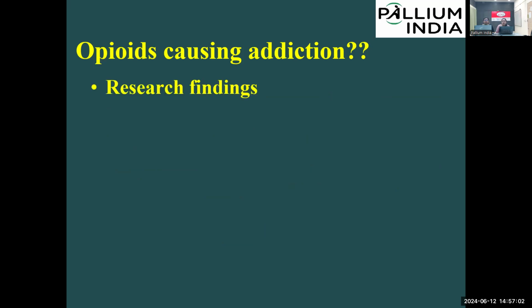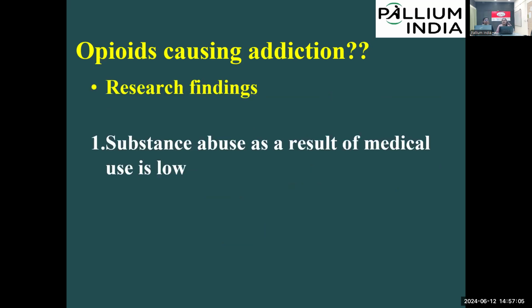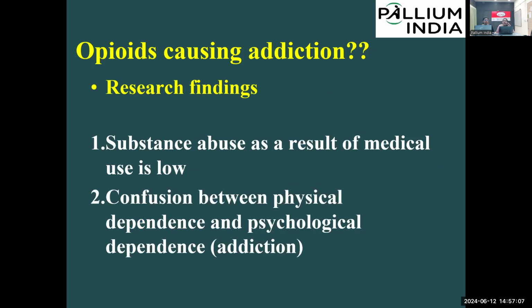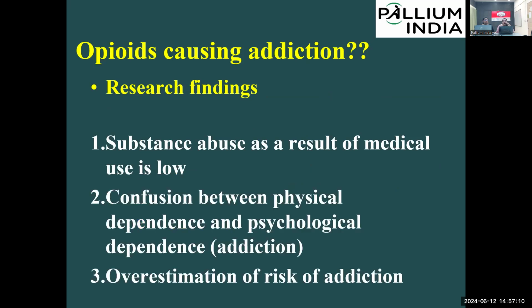Next slide. The substance abuse as a result of medical use is very low. And always the risk of addiction is overestimated by healthcare professionals. Due to this overestimation, we are a bit hesitant or afraid to prescribe the medications as per the need. And also, there is a confusion between physical dependence and psychological dependence. So, what is physical dependence and what is psychological dependence?